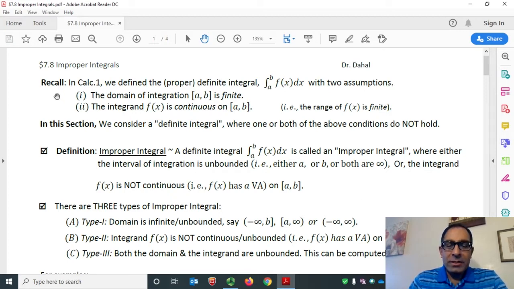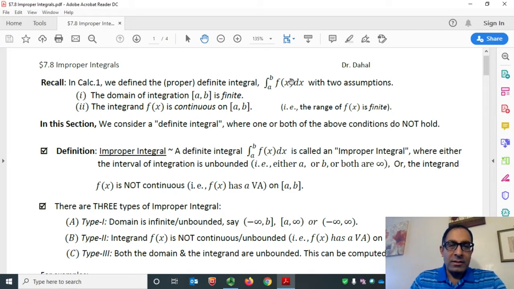So first, quick recall. In calculus 1 we define the definite integral, denoted by the integral of f(x) dx from a to b, with two assumptions. First, the domain of integration is finite. Second, the integrand function is continuous on the closed interval [a, b].